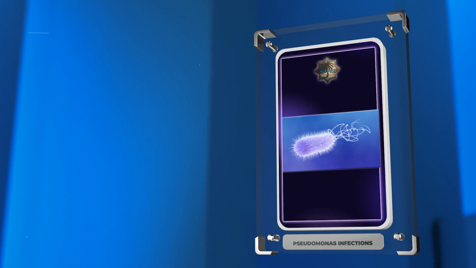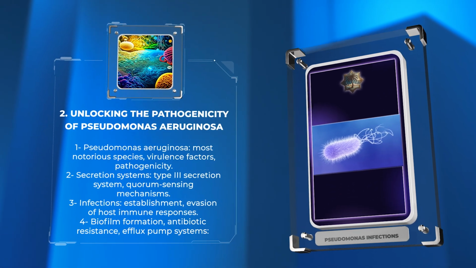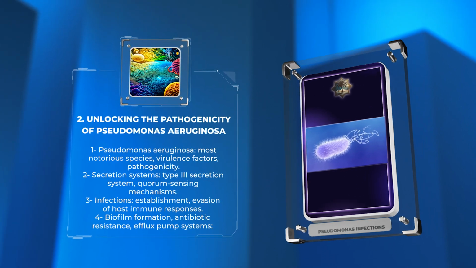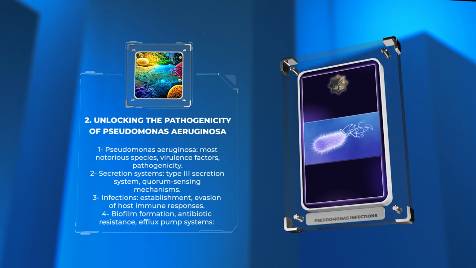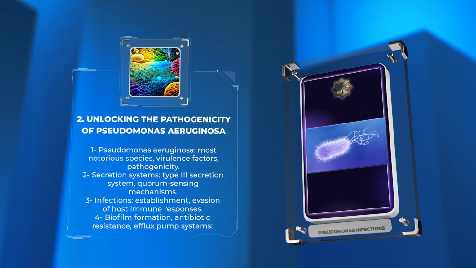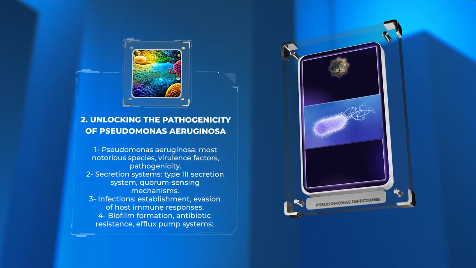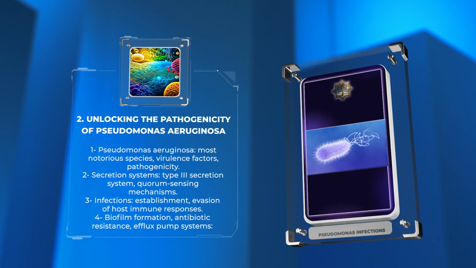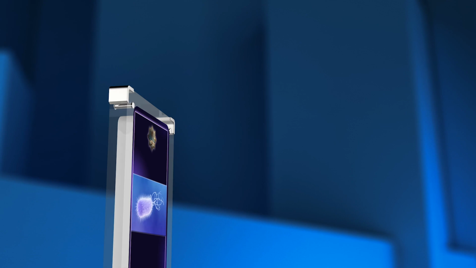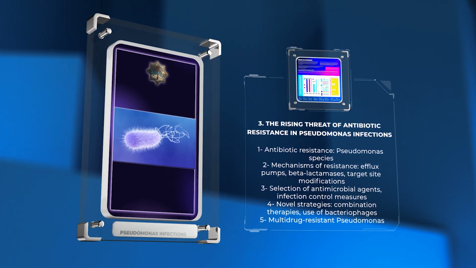Pseudomonas aeruginosa, the most notorious species within the Pseudomonas genus, has an impressive arsenal of virulence factors that contribute to its pathogenicity. The secretion systems, including the type 3 secretion system and the quorum sensing mechanisms, enable this bacterium to establish infections and evade host immune responses. Additionally, biofilm formation, antibiotic resistance, and efflux pump systems further complicate the management of P. aeruginosa infections.